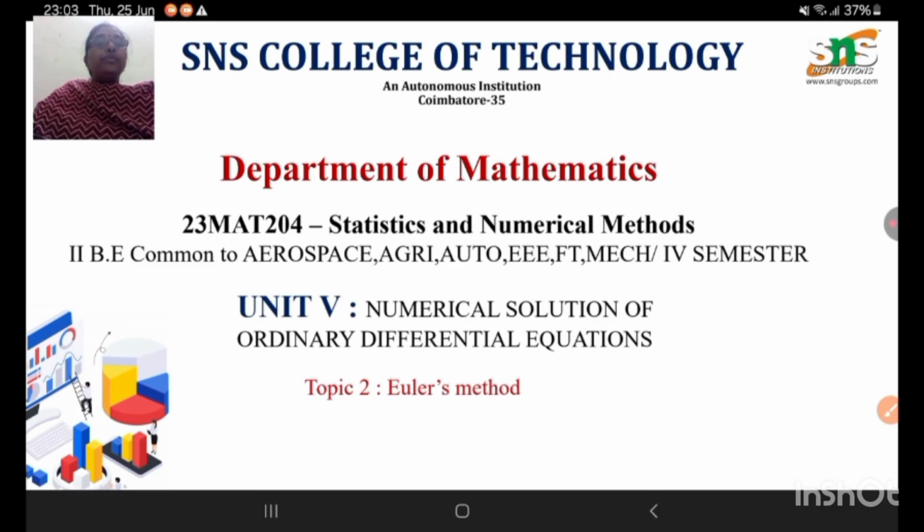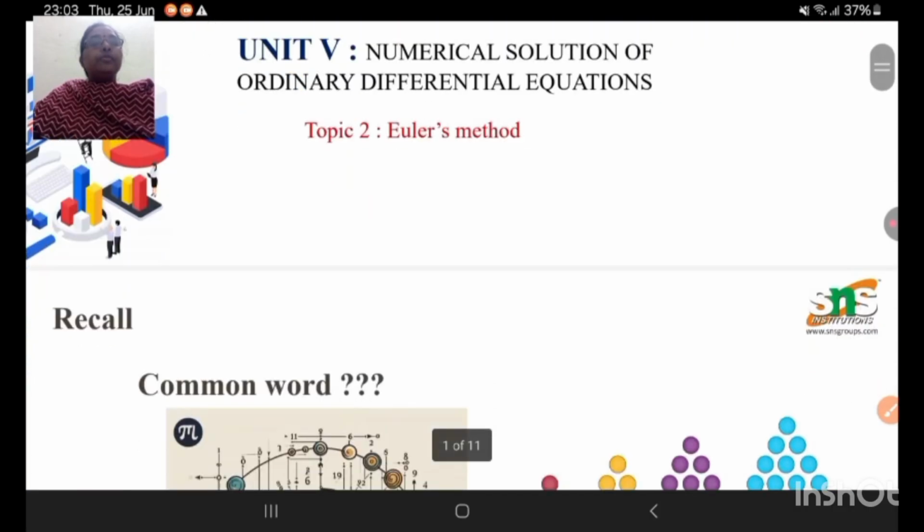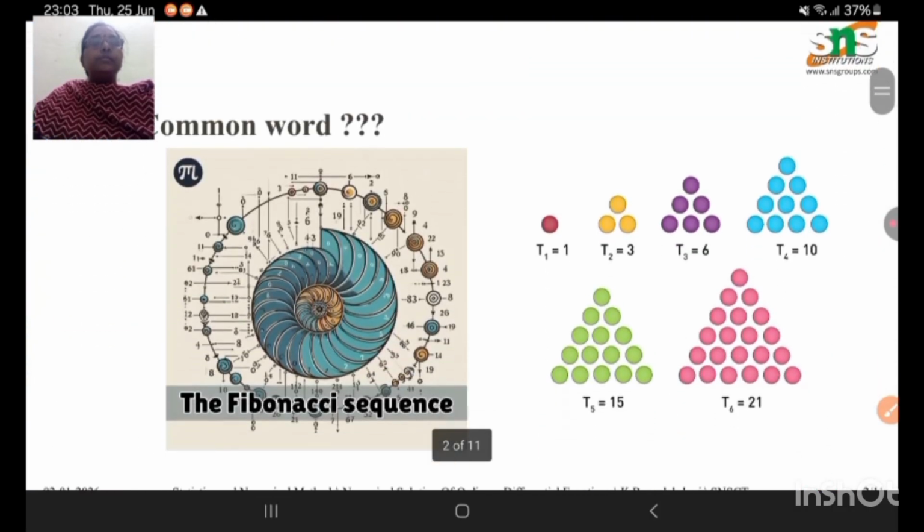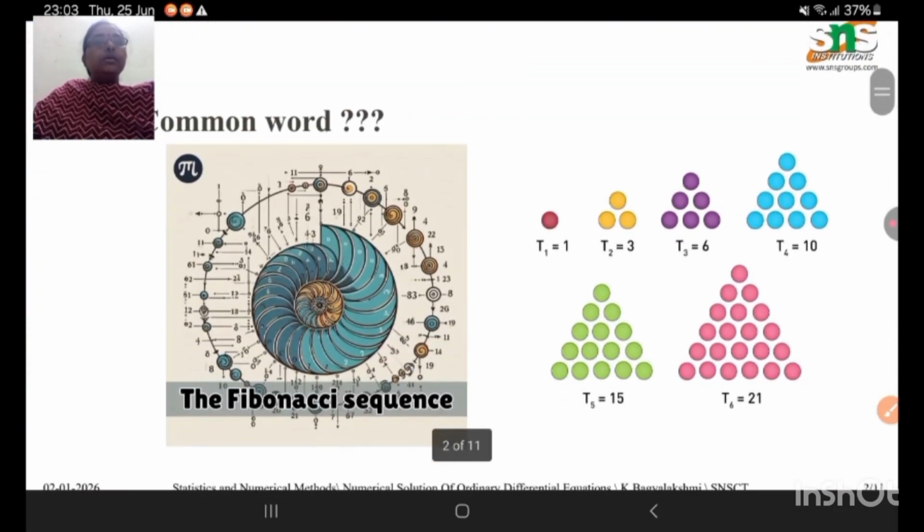Numerical solutions of ordinary differential equations, in this topic, Euler's method. It comes under statistics in the numerical methods paper. First we can recall some examples based on this. Here I chose the Fibonacci sequence.